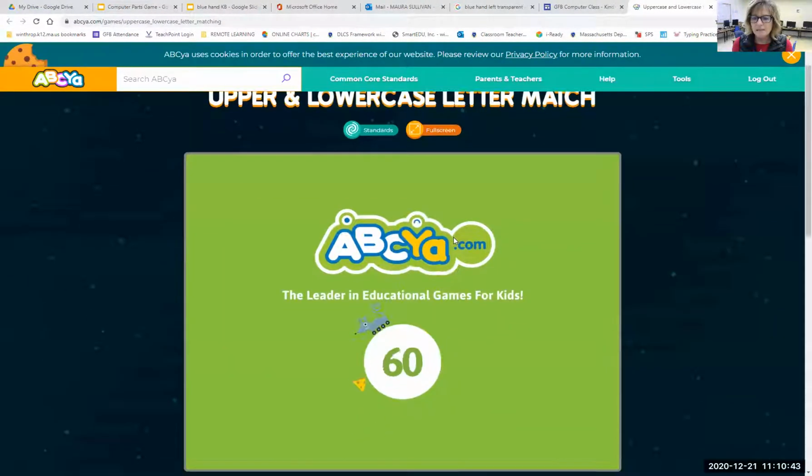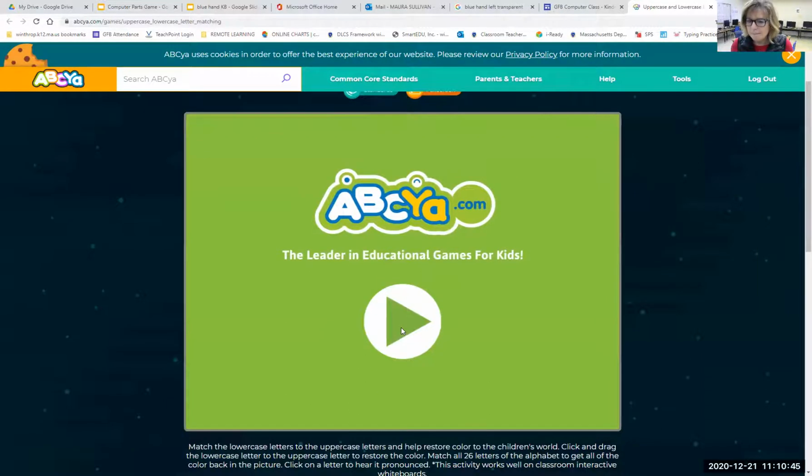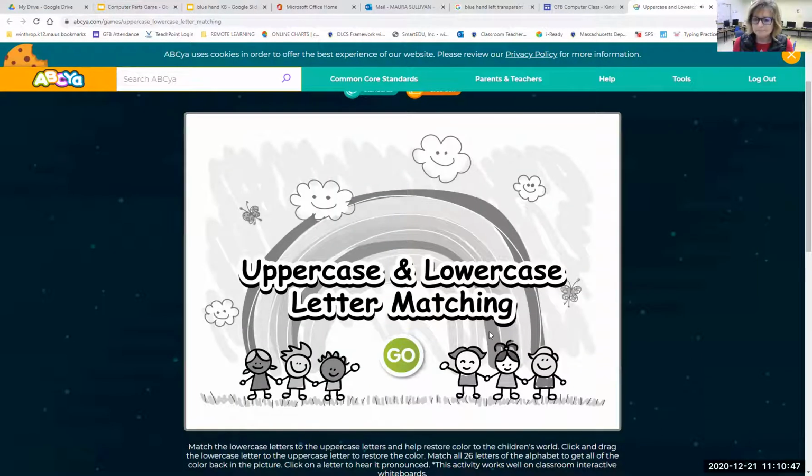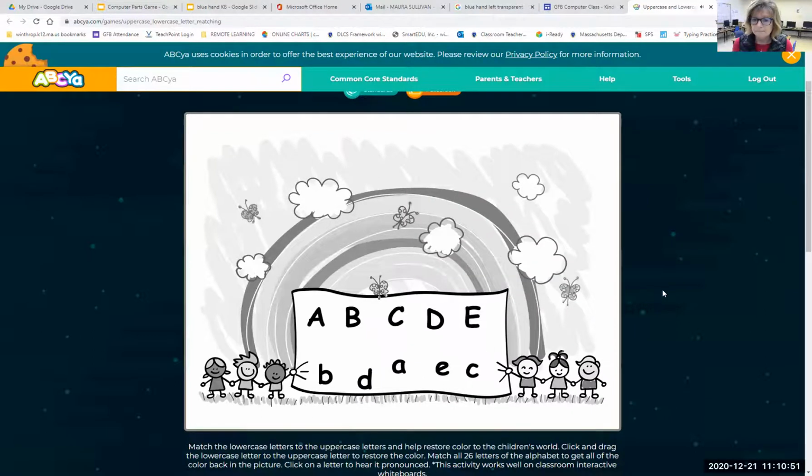This is an ABC-ya. I'm going to press play. Uppercase and lowercase letter matching. I'm going to press go. Help the children get the color back. Click and drag the lowercase letters to the matching uppercase letters. Each match you make will add a little more color. Match all 26 letters of the alphabet to get all the color back.